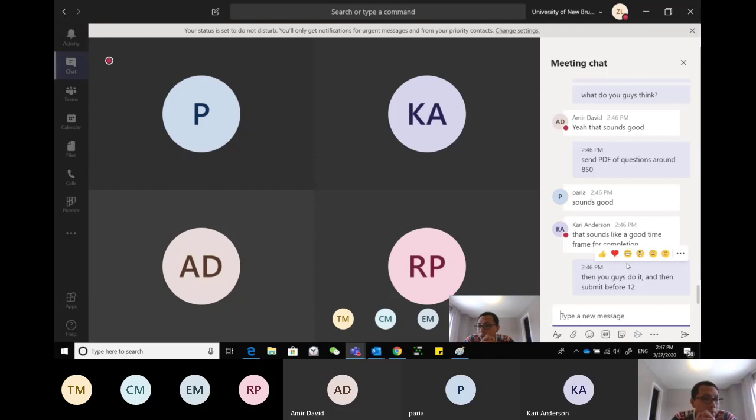I'll make the questions. Maybe I will make a little bit more questions and randomize the questions in different PDFs as I send them out. Maybe I'll divide the class into 2 groups and send out 2 different PDFs to different groups. In this way, you guys can have a little bit of mix and match there.